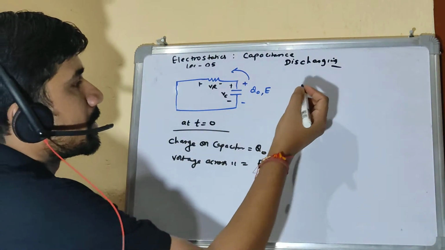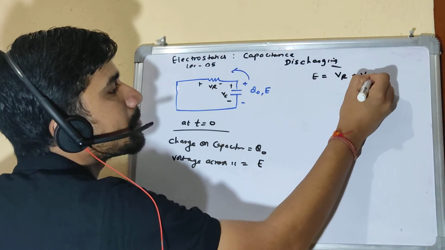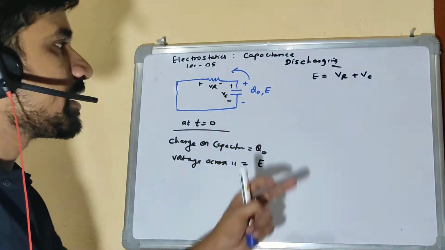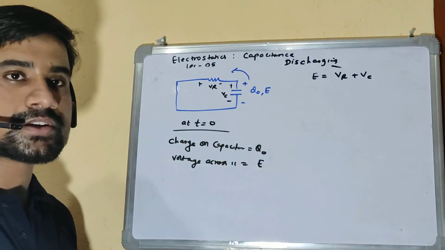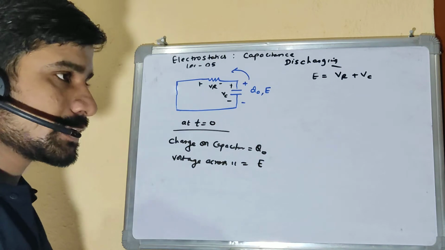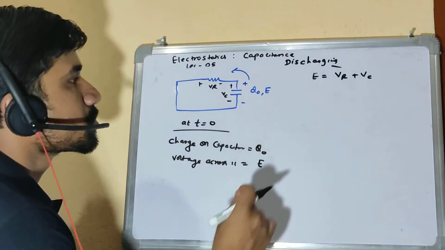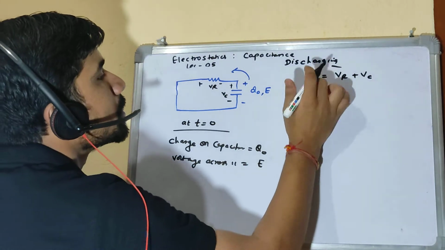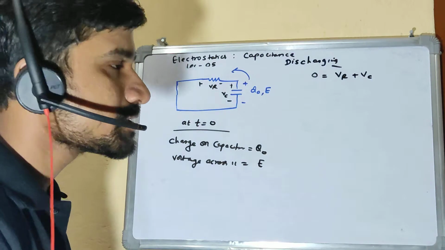Since when the cell was supplying, we told that E equals VR plus VC, right? The cell voltage is equal to the voltage across the resistor plus the voltage across the capacitor. Now in this particular case there is no cell, right? So it becomes 0 equals the sum of potentials across resistance and capacitance, right?